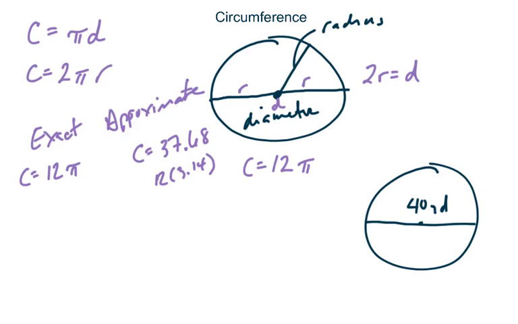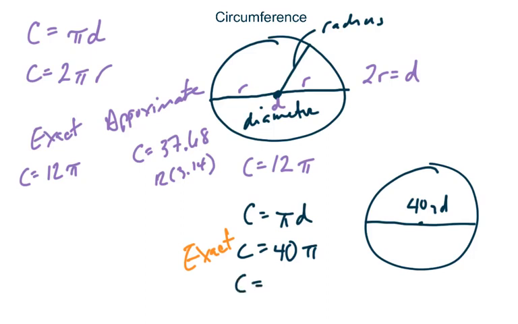And when we approximate, we're going to do to the nearest tenth. So since they gave me the diameter, I'm going to use the formula for diameter. So I'm just going to plug that in, 40 pi. Automatically, there's our exact answer. Because I haven't done anything with pi. I haven't rounded, I haven't typed it in. I've just left it like that.